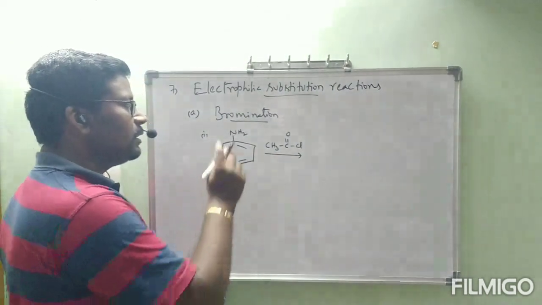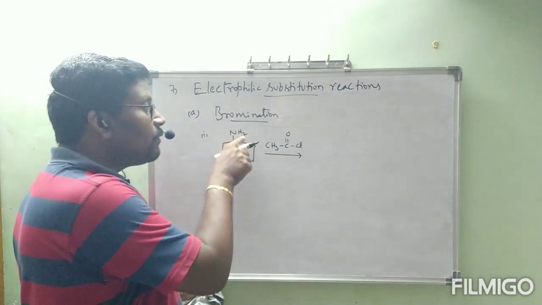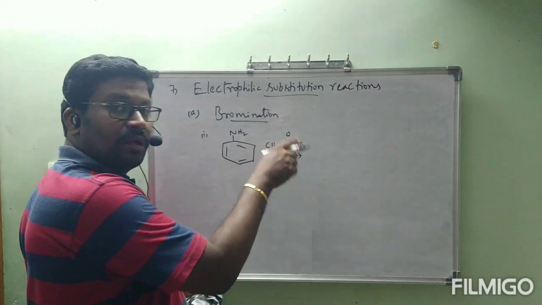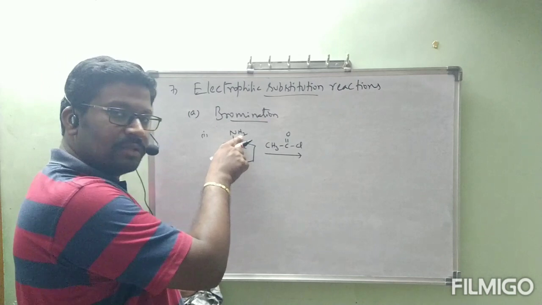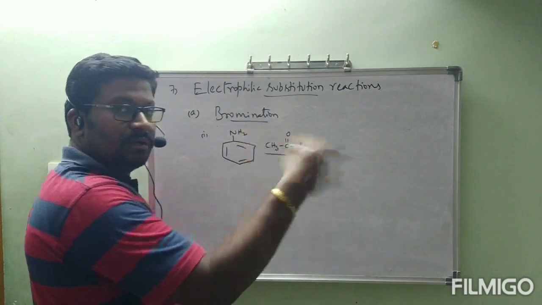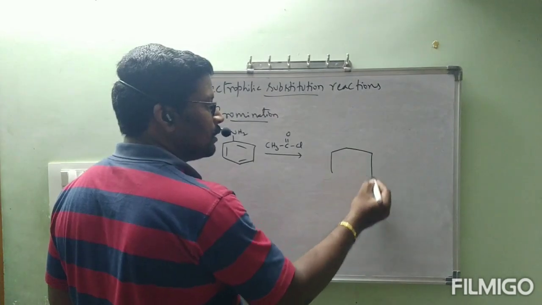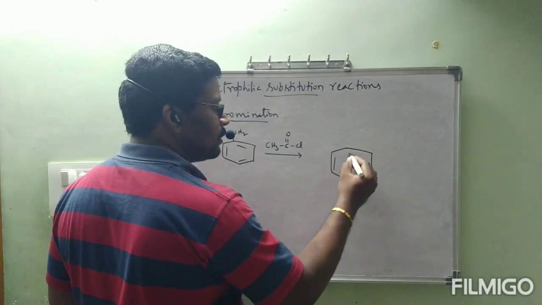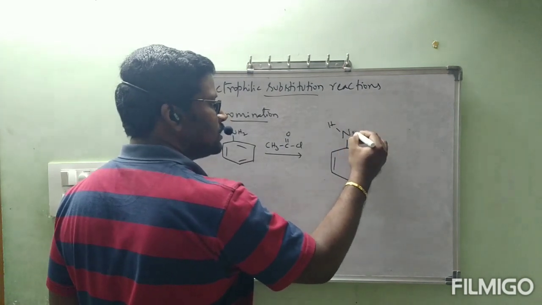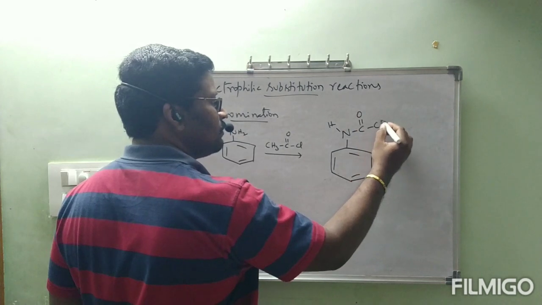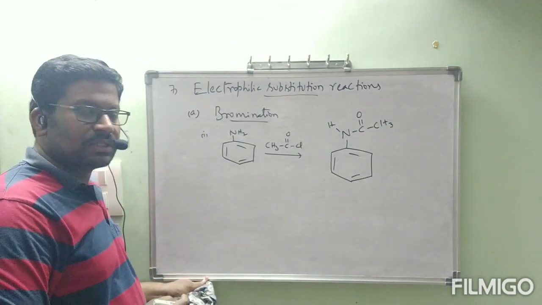Now what is going to happen? This NH2 contains two hydrogens. In that, one hydrogen and this chlorine will be left out as HCl. Then we will get NHCOCH3.